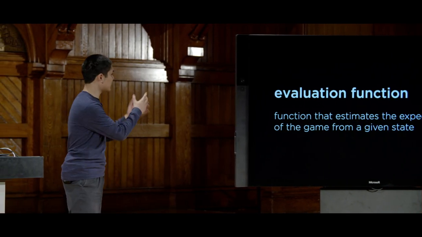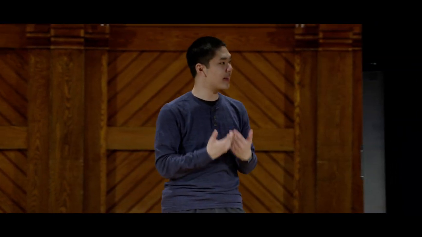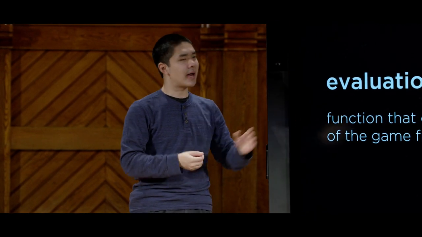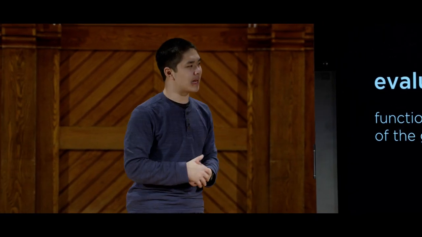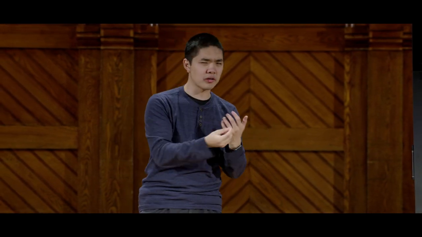And depending on how good that evaluation function is, that is ultimately what's going to constrain how good the AI is. The better the AI is at estimating how good or how bad any particular game state is, the better the AI is going to be able to play that game. If the evaluation function is worse and not as good at estimating what the expected utility is, then it's going to be a whole lot harder.